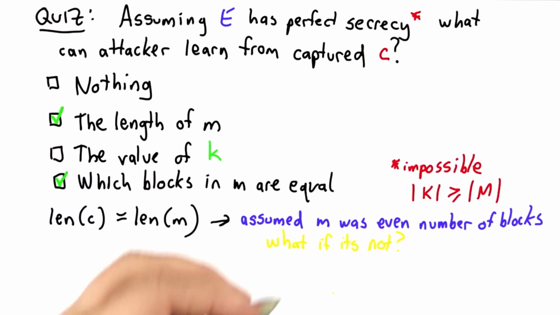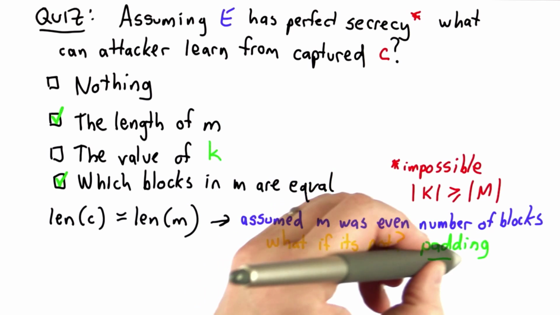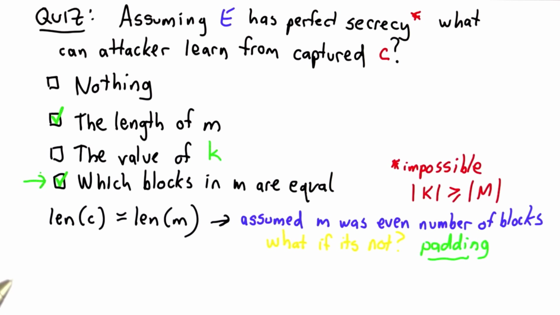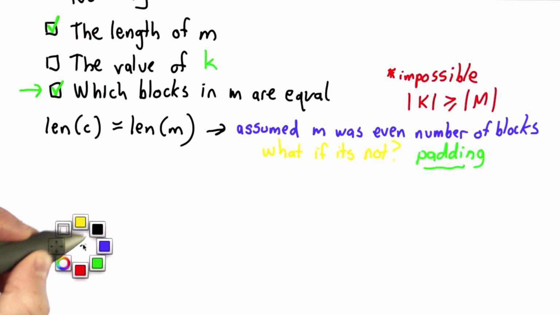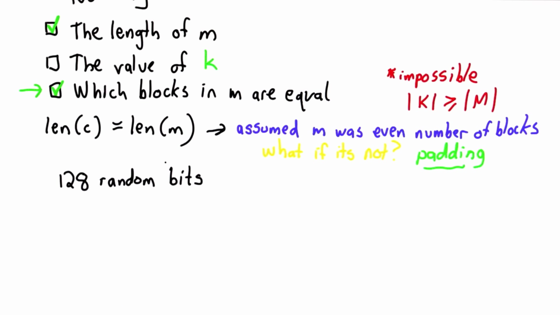If it's not, we'll have to do something about that, and we'll get to that soon, but the solution to that is to add padding. The other issue, which is a more serious one in this case, is the attacker learns which blocks in M are equal. This might not sound like such a big problem if we're thinking of the blocks as 128 random bits. Maybe the probability that two blocks are equal is actually very low. We'll see later in this class it's not quite as low as you might guess.